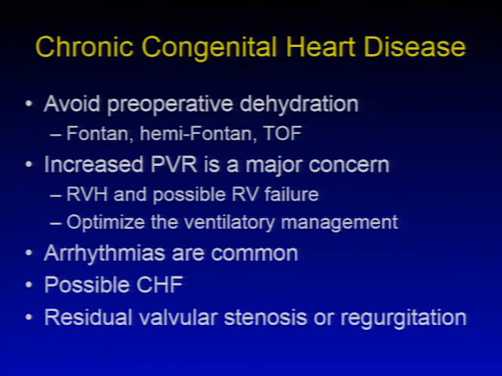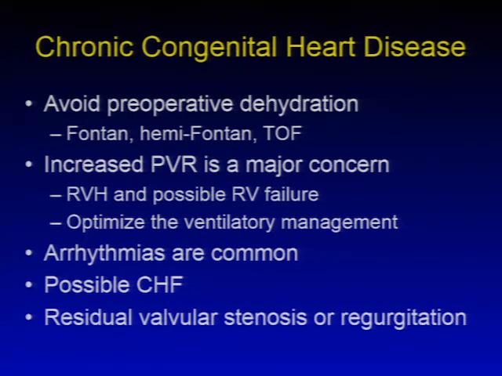Children with chronic congenital heart disease should also avoid a prolonged NPO status. This is particularly important for children with a Fontan circulation, hemi-Fontan or tetralogy of Fallot. These children require higher preload, and during induction, high-dose induction agents may decrease their systemic vascular resistance and decrease their cardiac output by decreasing preload to the right side of the heart.